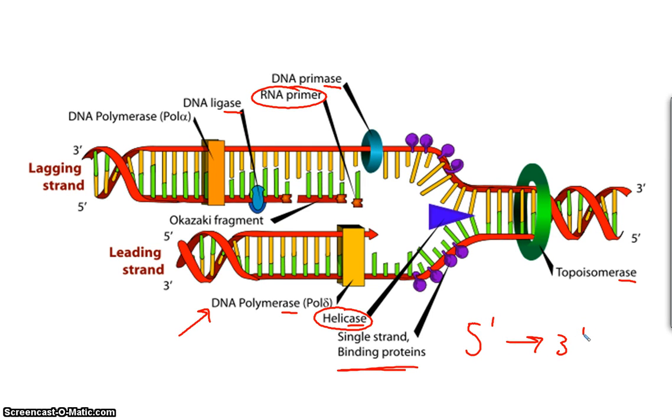So one of these fragments will always go in a continuous line towards the replication fork, and we call that the leading strand. Now the lagging strand has to be copied in the opposite direction, in this case moving away from the replication fork. And so a new primer will come in, maybe right here, and it will copy it out until it bumps into the next one.